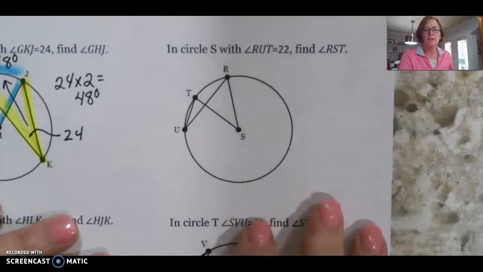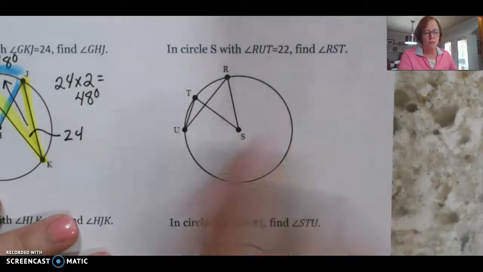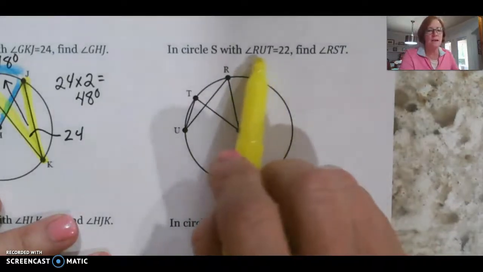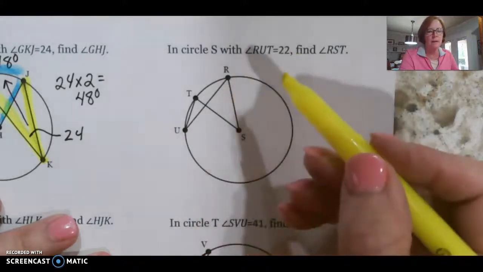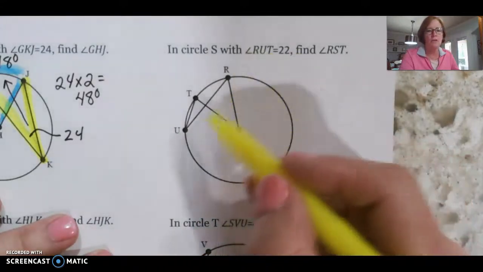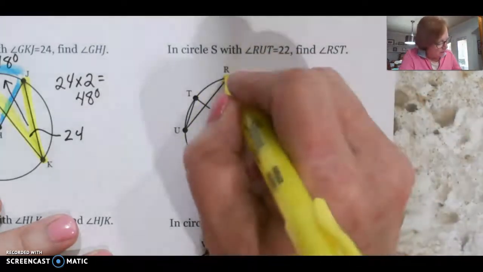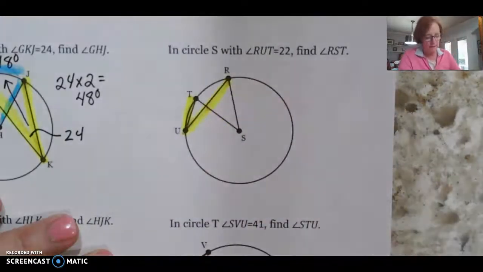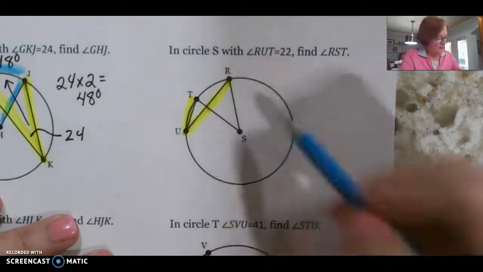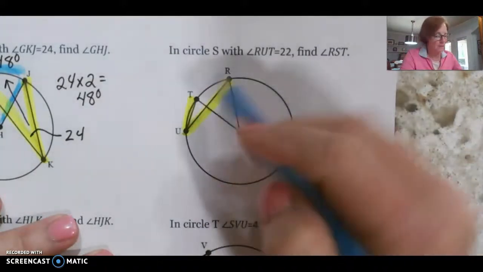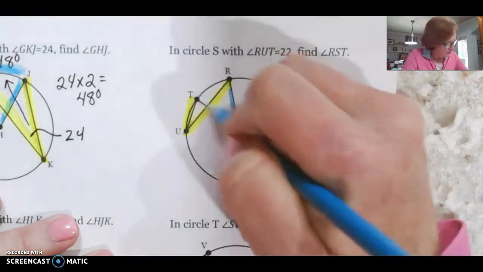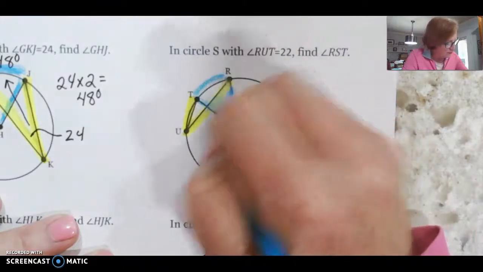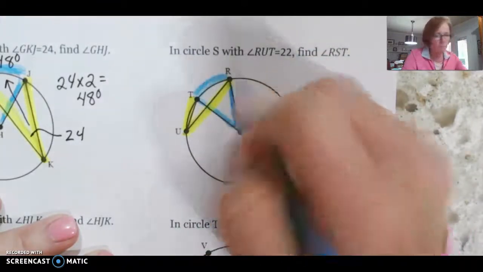It says circle S with angle RUT as 22. Well, I don't see the S in the middle of this angle, so this is not going to be a central angle. So I grab my highlighter. I'm going from R to U to T. It's little, okay? That means that R to S to T is going to be a central angle. So it's going to be the bigger one, it's going to be blue. And the arc that they're sharing is also going to be blue.